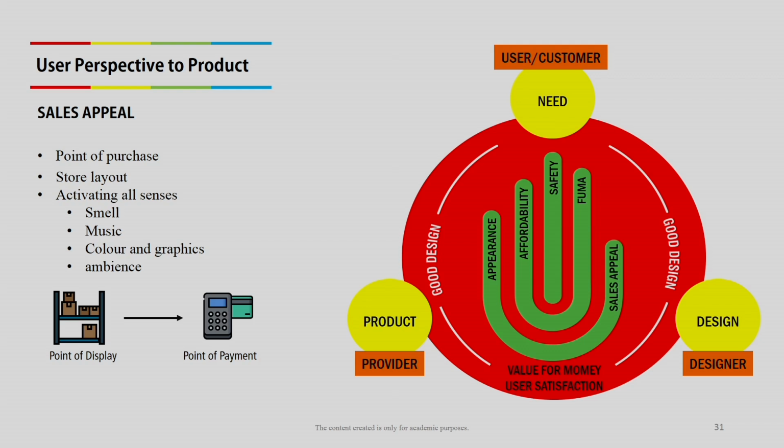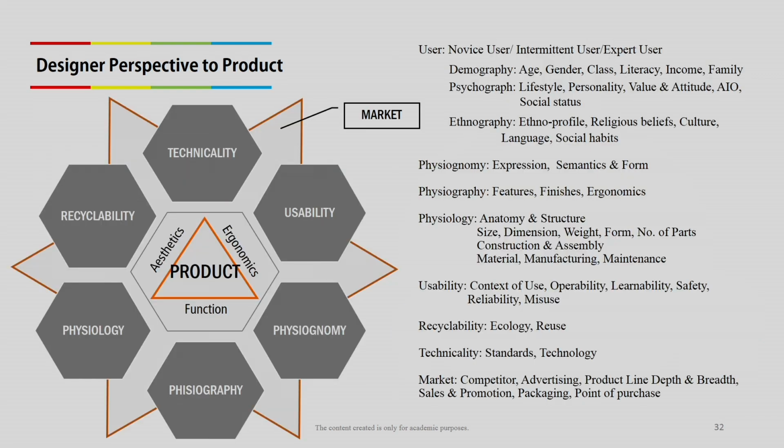Basically, point of display to point of payment is considered under sales appeal. Now, let us discuss the designer's perspective on a product. When designing a product, a designer should consider the holistic view. In this, it starts from the design space. What is the design space? The design space consists of three things: aesthetics, functions and ergonomics.